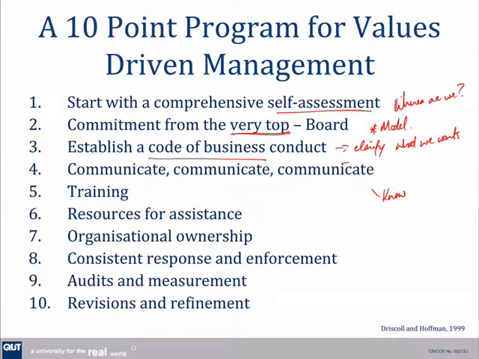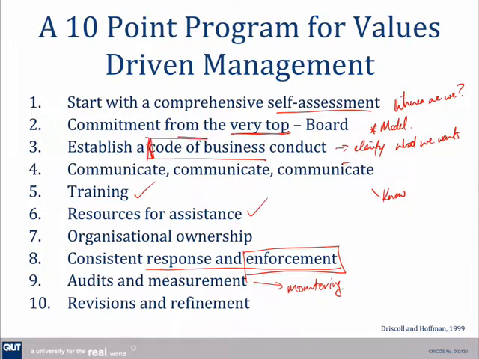But communicating isn't enough. Training, resources, responsiveness, and enforcement. That enforcement and response will include monitoring, through audits and measurement, even if it's qualitative measurement. We need to make sure that we monitor and embed it, and enforce the behaviours that we actually expect. It's only when we get this consistent and holistic approach that we can expect or hope to see a change in behaviour.